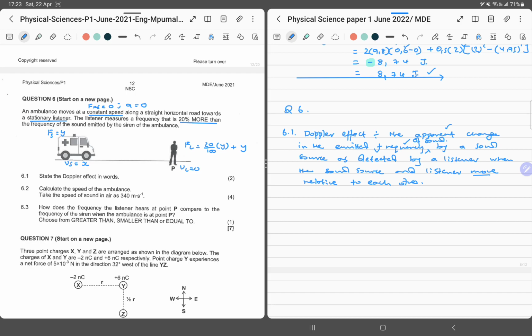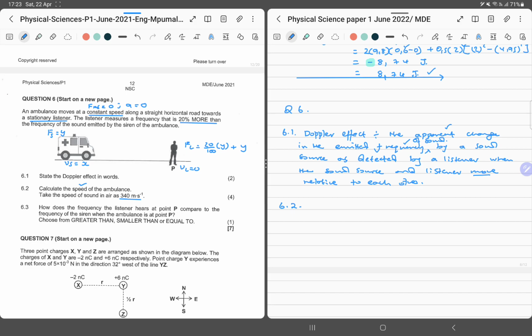Okay, let's move on. So we've got here 6.2. It says calculate the speed of the ambulance. Take the speed of sound in air to be 340. So you need to know that by heart, because we are sometimes not given that. So you just need to make sure you keep it in mind. But whatever value they volunteer for you, you use it, irrespective of what you know.